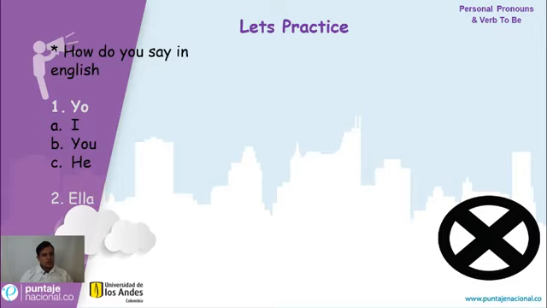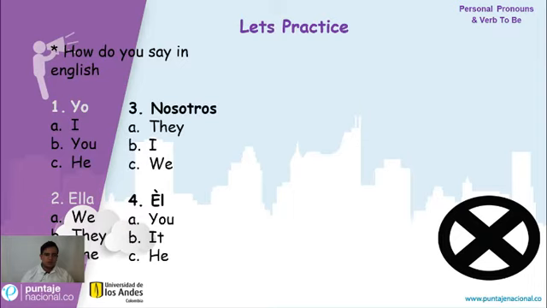The next one is ella. You got the choice A, that is we, the choice B, that is they, and the choice C, that is she. Ready? Okay. Then we have the third one, nosotros. You have to choose one. A, they, B, I, C, we.